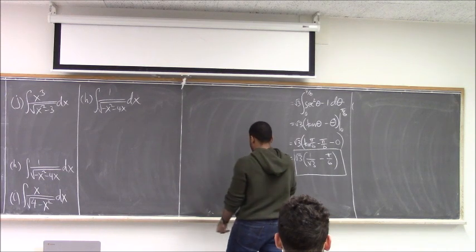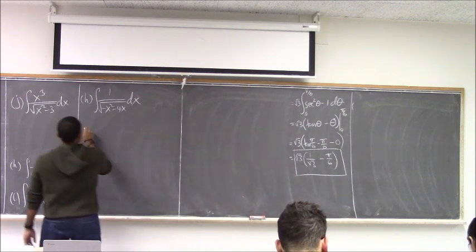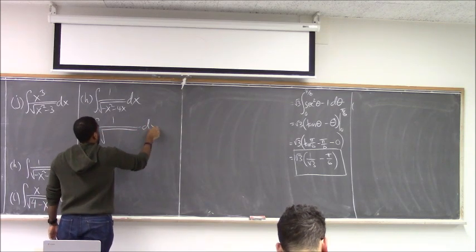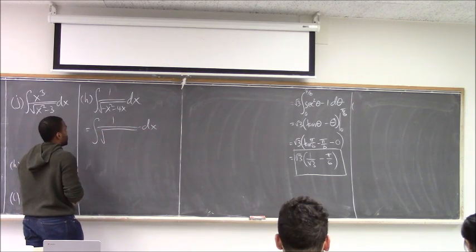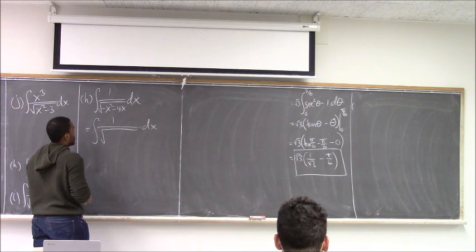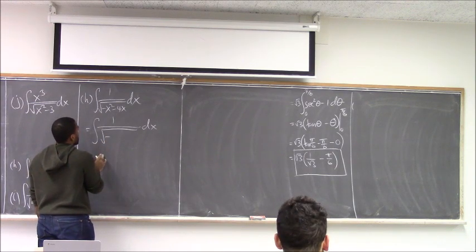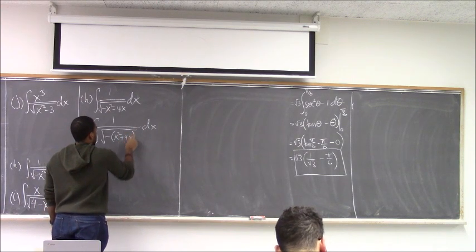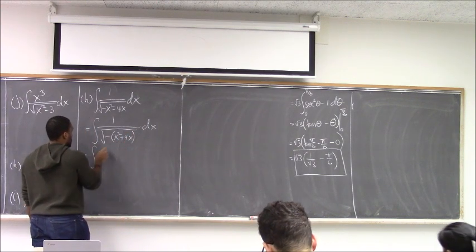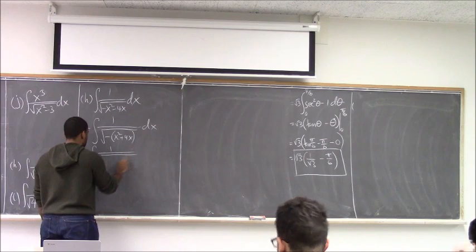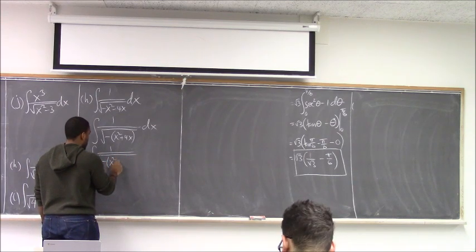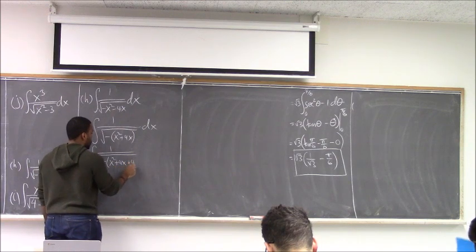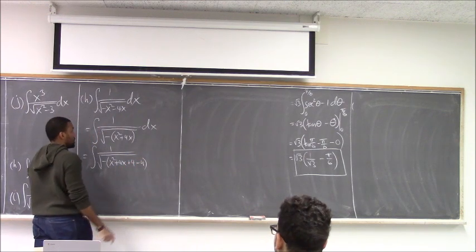Completing the square. What do you do to complete the square? Factor out the minus 1 because you need a positive 1 to complete the square, and then you just complete it inside the parentheses. So it's x squared plus 4x to be a complete square. You add half of this squared, which is 4. Subtract it again because you don't want to change the value.